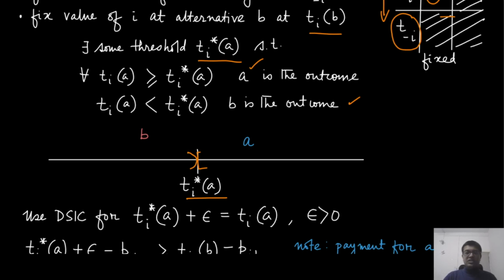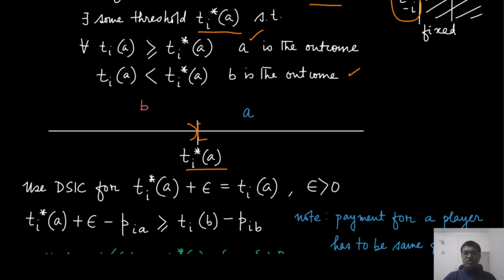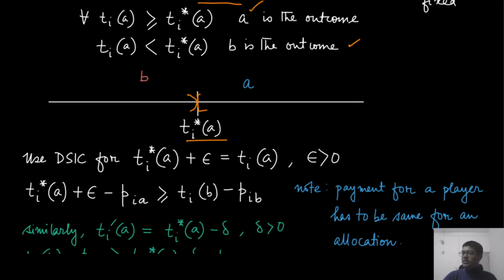Now let us consider two cases. We know that the mechanism that we are considering is DSIC. So what must happen is, suppose this Ti of A is slightly above this threshold point, somewhere here, let's say where this difference is epsilon, and we are going to assume that epsilon is positive.